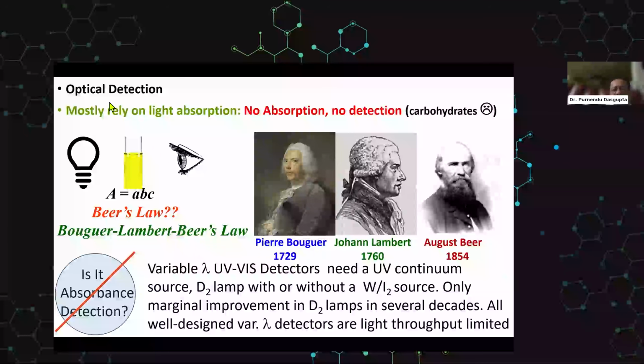And what matters because of Beer's law is this b, or path length. So they are not conducive to each other. If you increase the path length, your light intensity will decrease. That throughput will decrease. The other thing is light source intensity. If you go to variable wavelength, meaning you have a continuum source of both UV and visible, then you are basically tied to a deuterium lamp. And deuterium lamps have not improved very much over the years.